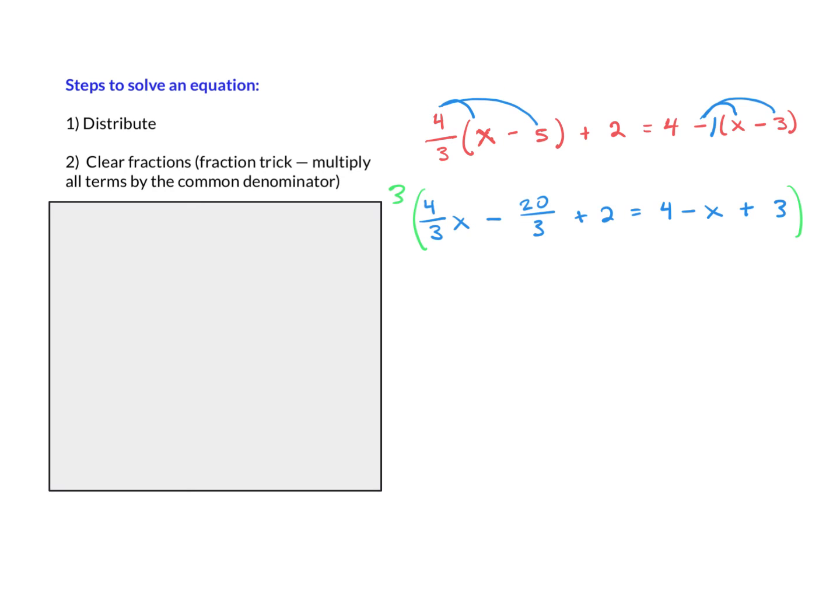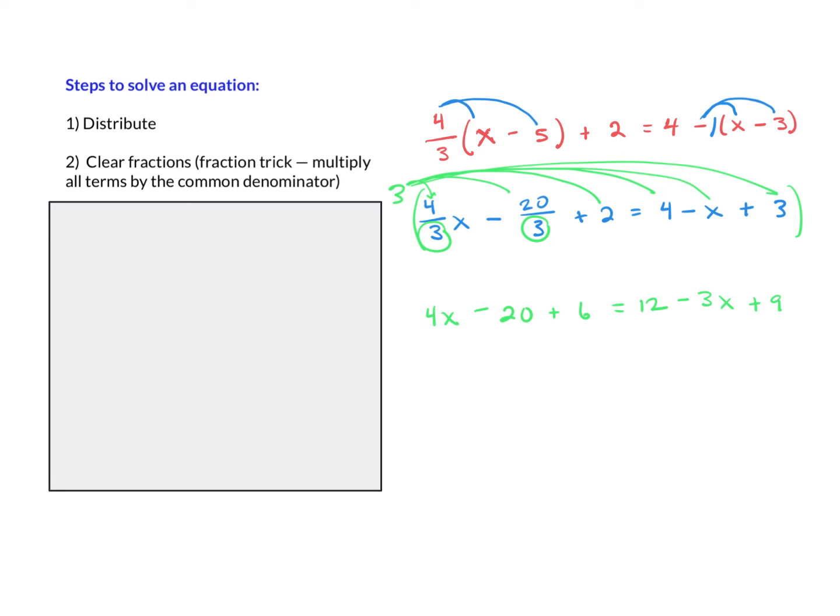So 3 times 4/3, all you need to do is 3 times 4, which is 12. Take that 12 and divide it by 3. 12 divided by 3 is 4, and then the x just carries down. Minus 3 times 20 is 60. 60 divided by 3 is 20. We have to distribute to everything, even if it's not a fraction. 3 times a +2 is a +6. And on the other side of the equation, 3 times 4 is 12. 3 times a -x is a -3x. And then 3 times a +3 is a +9. All right, so we got rid of our fractions.